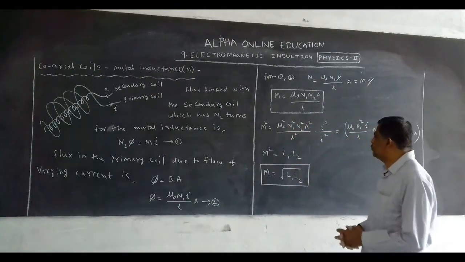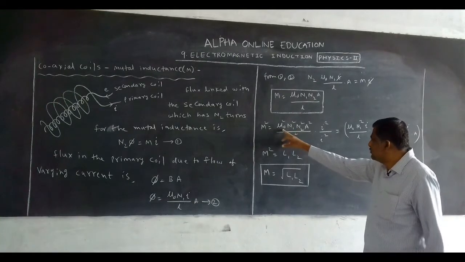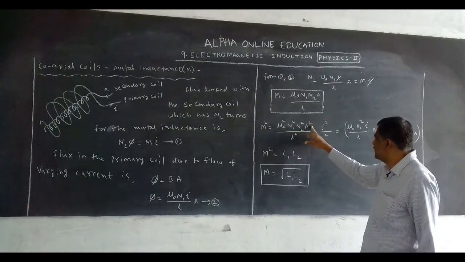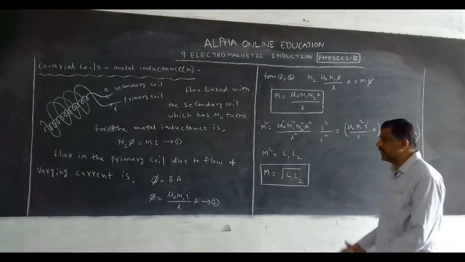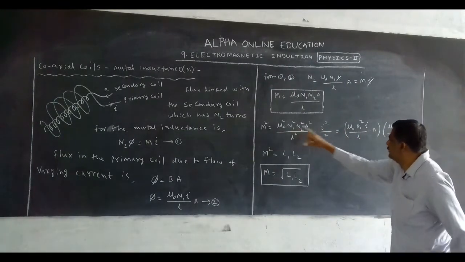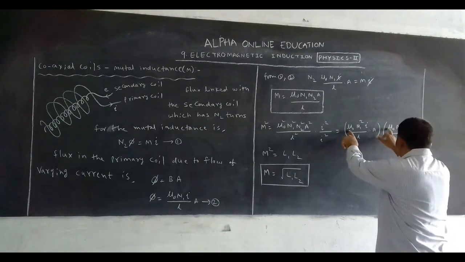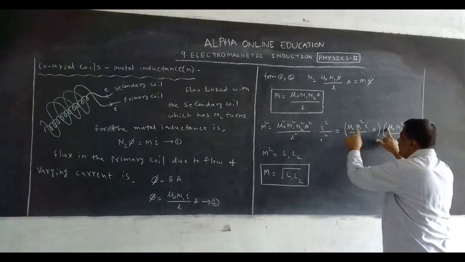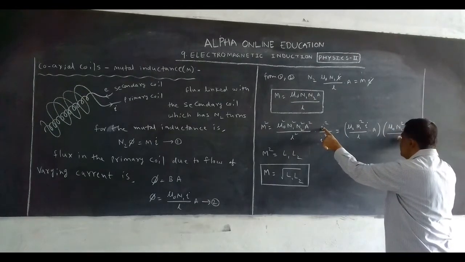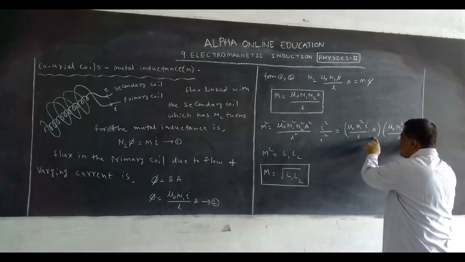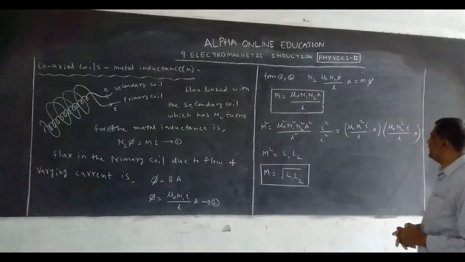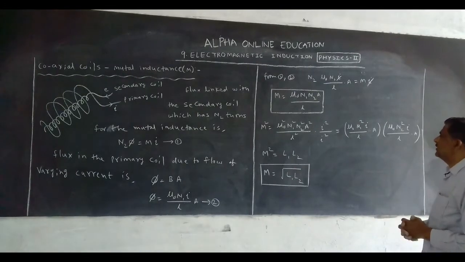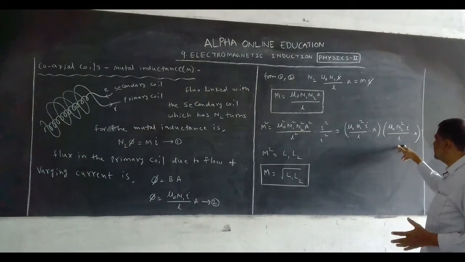Take the square on both sides. What we get is M square is equal to mu 0 square N2 square N1 square A square by L square. Now I multiply and divide by I square. Now you can write: one mu 0 is here, another mu 0 is here, N1 square, one I is here, another I is here, one A here, one A here, one L here, one L here. So what we get is M square is equal to, this is L1, this is L2.